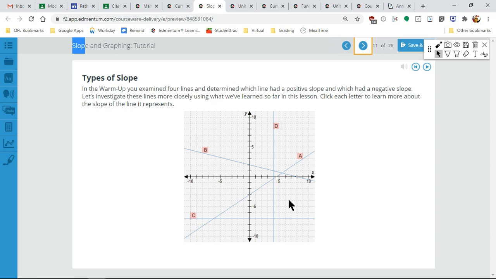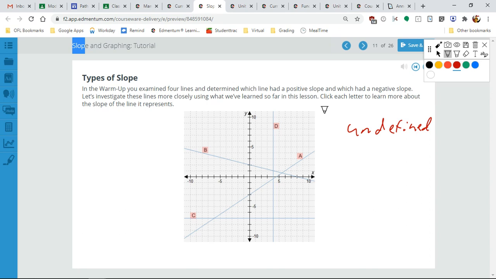All right, so types of slopes. So we have negative slopes, we have positive slopes. This is known as a zero slope. The reason why it's zero is it doesn't have any rise. It doesn't go up. This one is all up and down, no run. So this is what's known as undefined.